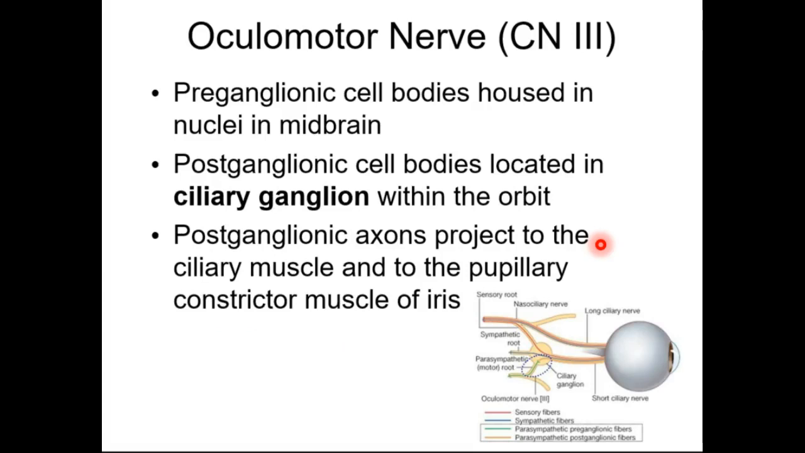So oculomotor, in addition to pupillary constriction, it's also going to go to the, let's see, ciliary ganglion, ciliary muscle, pupillary constrictor muscle of the iris. I think that's actually it. We're just going to do pupillary constrictor.